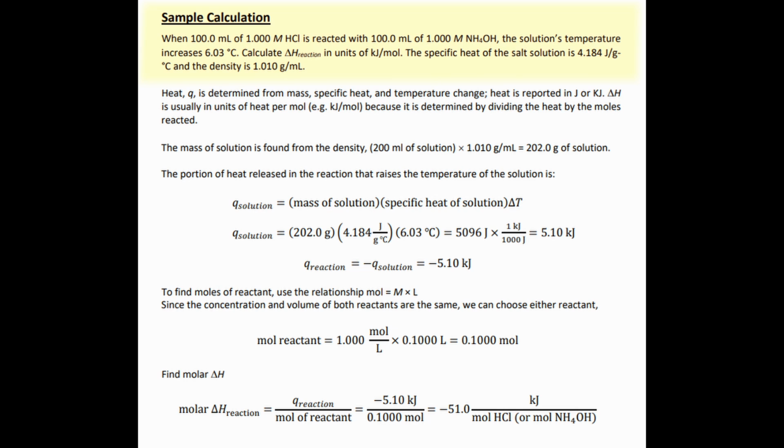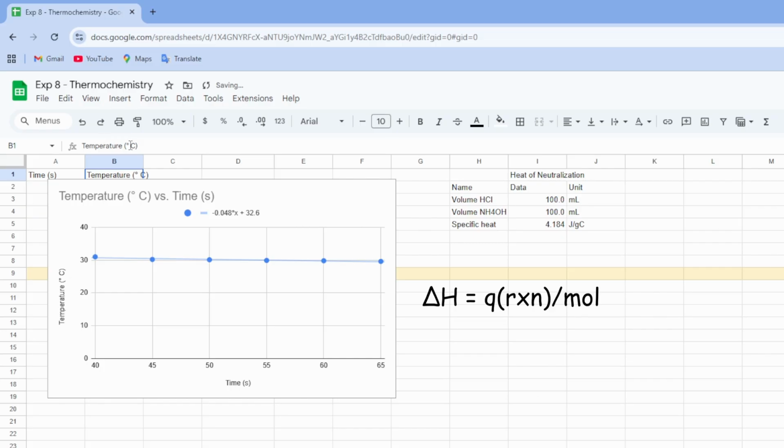We are also given the specific heat of the salt solution, 4.184 joules per gram times degree C, and the density, 1.010 grams per milliliter. From this data, we are to calculate the molar enthalpy of the reaction, also known as the heat that was released or absorbed by the reaction per 1 mole of a reactant.